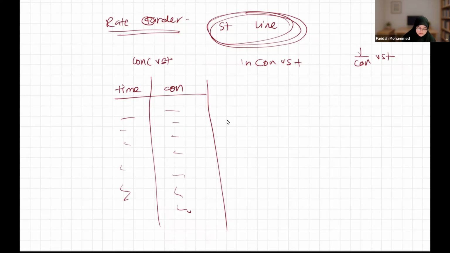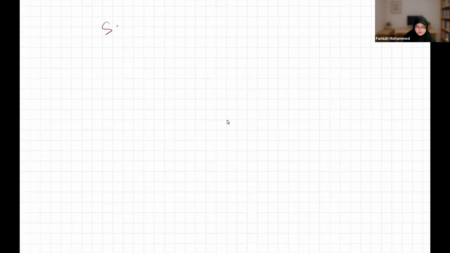Okay, this one we're going to go over tomorrow. Oh, okay, strong acid, strong base. Okay, strong acid, strong base. The list of this. What are the strong acids?